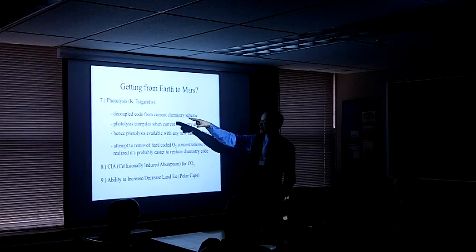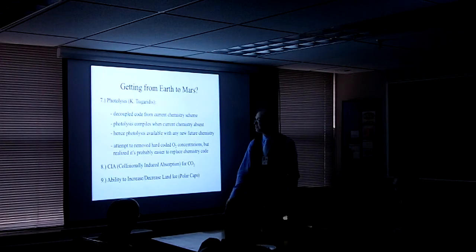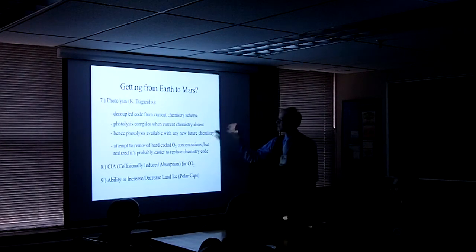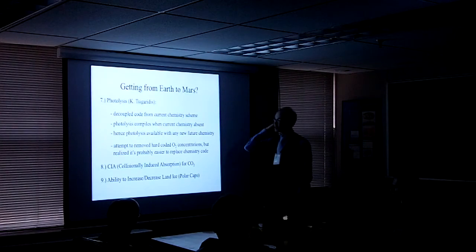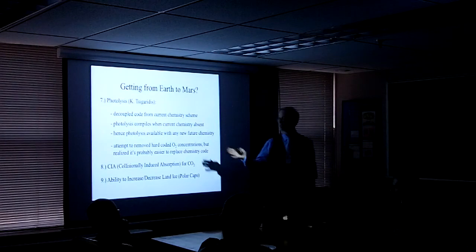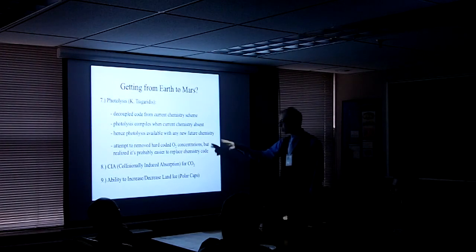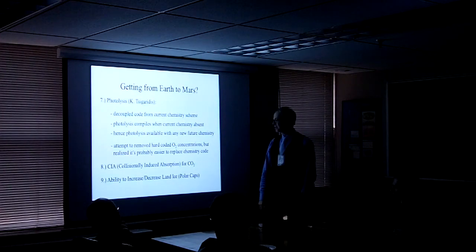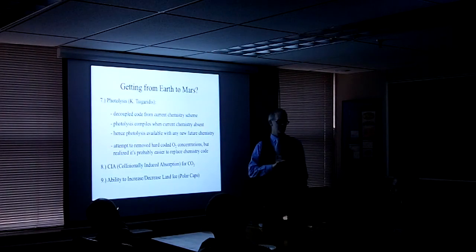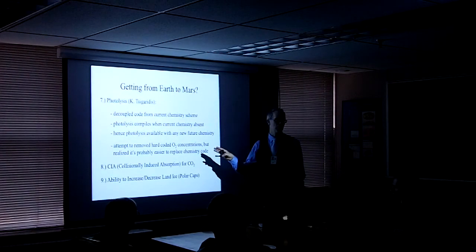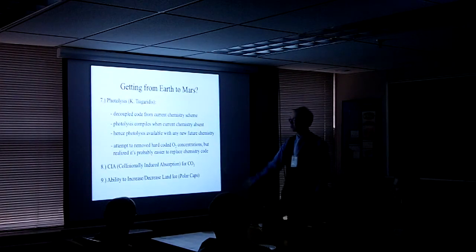He said he was able to decouple the photolysis code from the current chemistry scheme, and it compiles with the current chemistry absent, which is good, he says, because then he can make the photolysis code work with any chemistry he wants. And his belief, after removing some more hard-coded stuff in the model, is that it's probably easier just to replace the chemistry code in the model completely for a given planet than to try to make the one that's in there right now work with future stuff, because there's so much hard-coded stuff. So that's what Kostas has told us, and again, that's coming down in the next year or so.